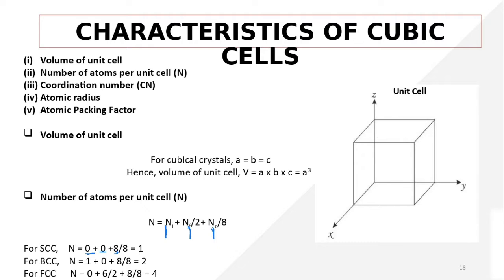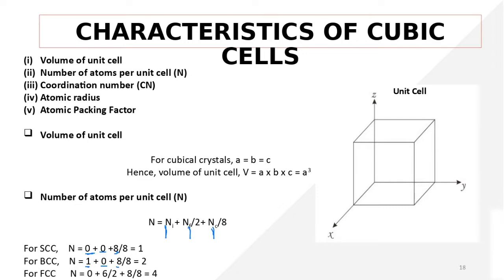Now what about the BCC case? We can see here one atom is present at the center of the body and no atom is present at the faces. And 8 atoms are present at the corners of the unit cell, so each gives a 1/8 contribution. So in total we get n equal to 2 for the BCC system.